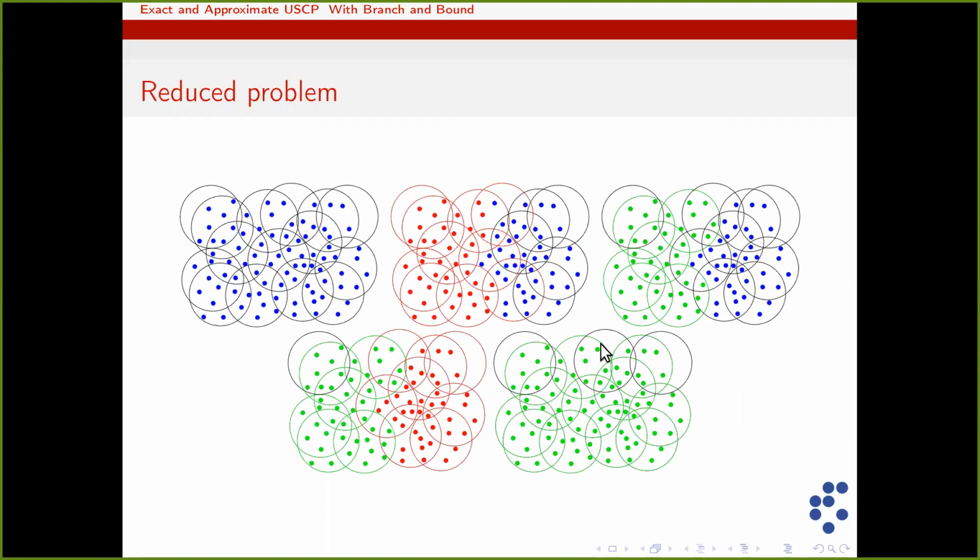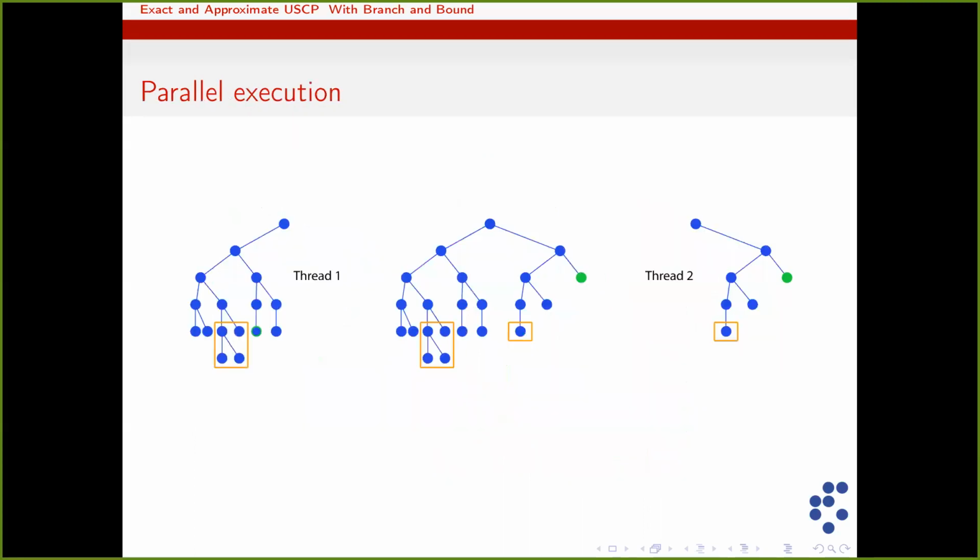Another approach we consider is splitting the initial USCP into smaller USCPs. Solve each smaller problem individually, either exactly or with approximation, and then construct a solution for the original problem from the sub-solutions. Splitting the problem correctly is key to getting good final results.